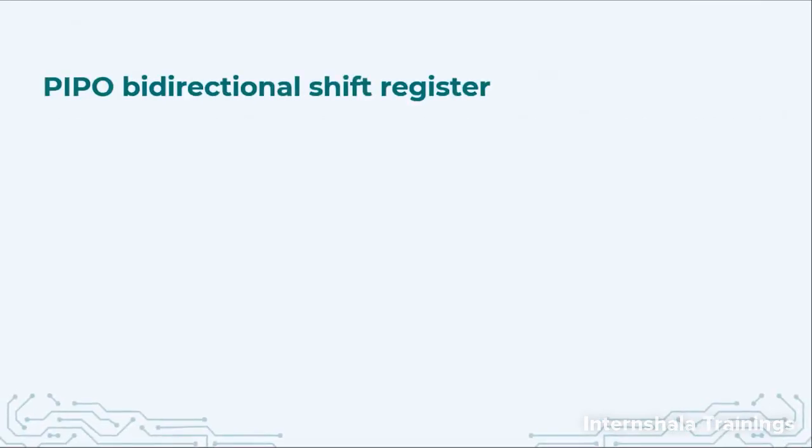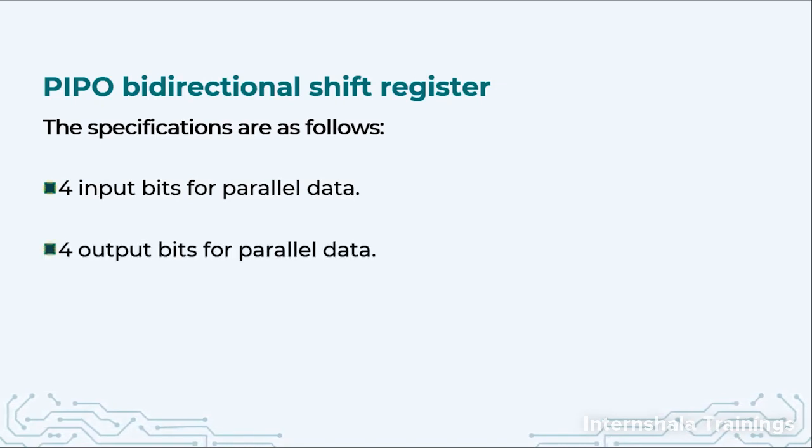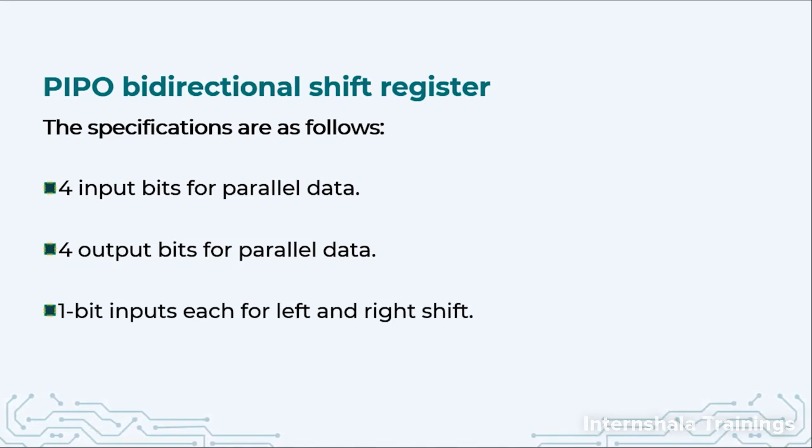So we are going to design a parallel input, parallel output bidirectional shift register. The specifications of this register design are that there should be 4 input bits and parallel data can be loaded. I need to have 4 output bits and parallel data should be accessible. There is 1 bit input on 2 sides, left as well as right, so that we can give the input for shifting as well. And we will have 4 different control cases. What are these cases? Let us discuss these.